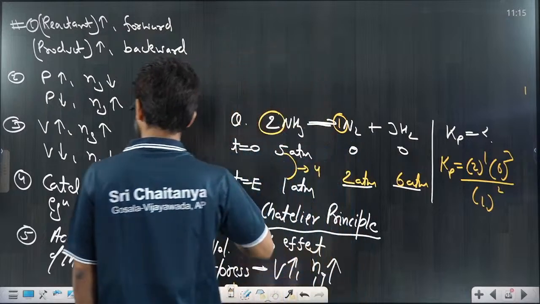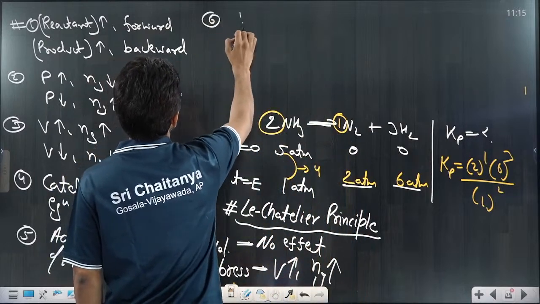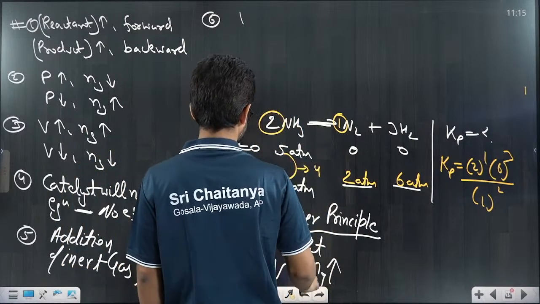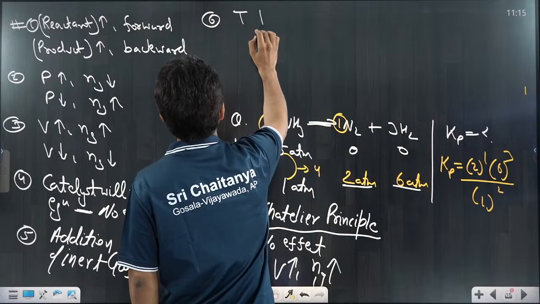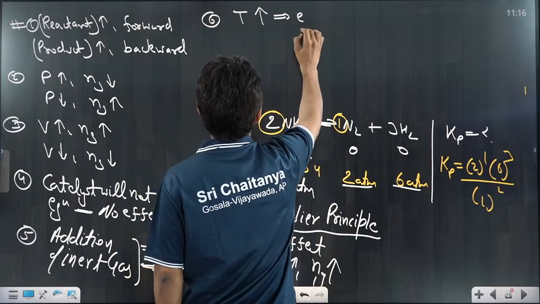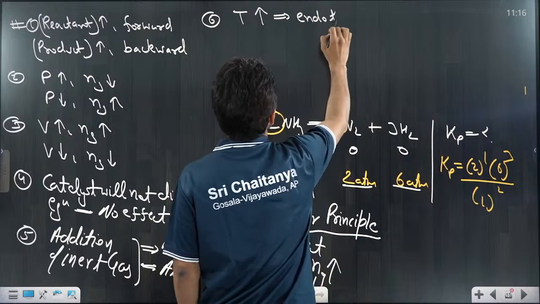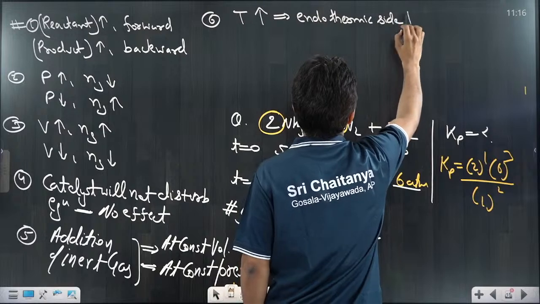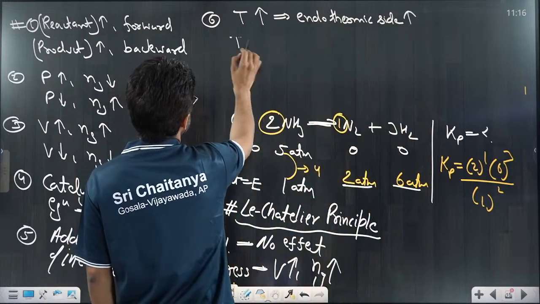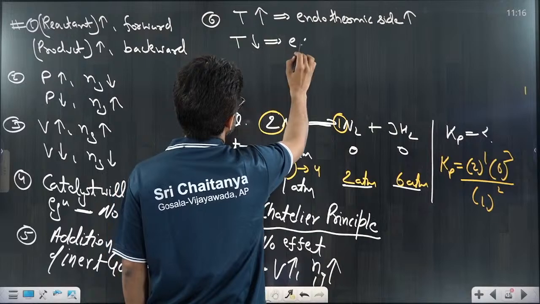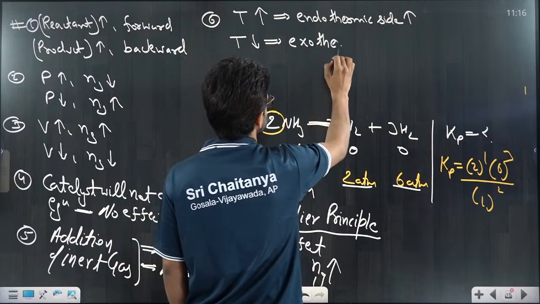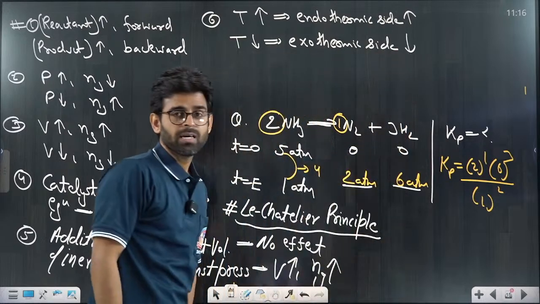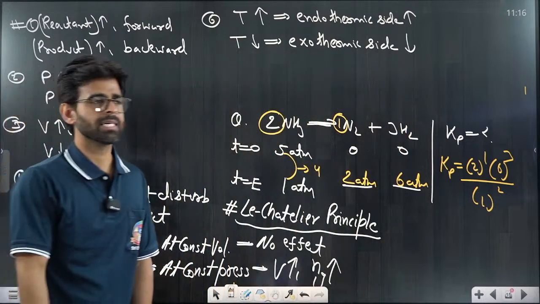And one more factor, the sixth one, temperature. This factor depends on the type of reaction. Now if you increase temperature, reaction goes which side? Endothermic side. Whatever side is endothermic, reaction will go that side. Whereas if you decrease temperature, reaction goes which side? Exothermic side. It can be forward or backward depending on the reaction.